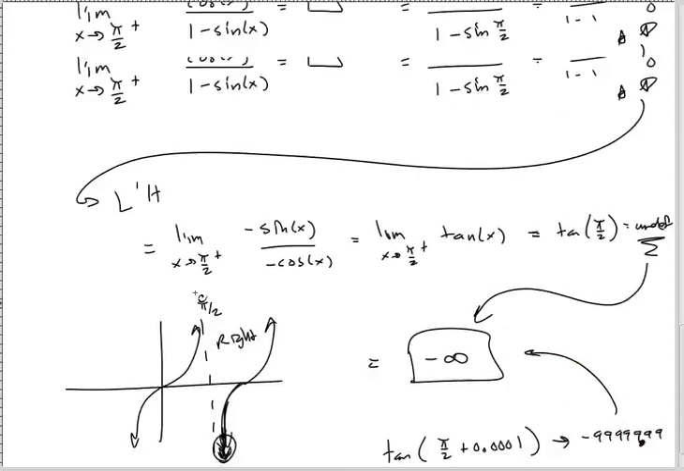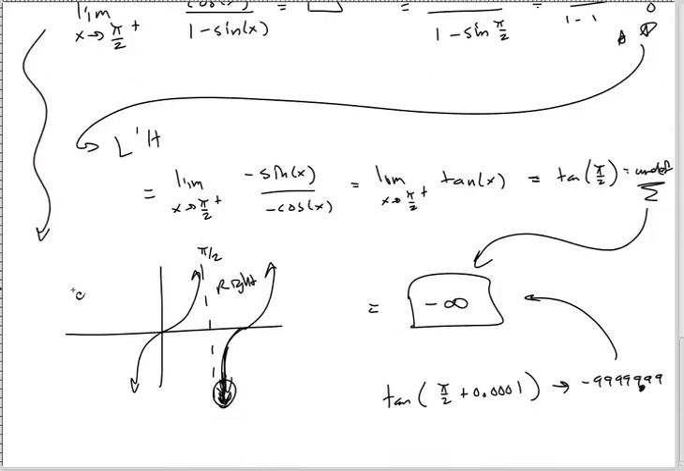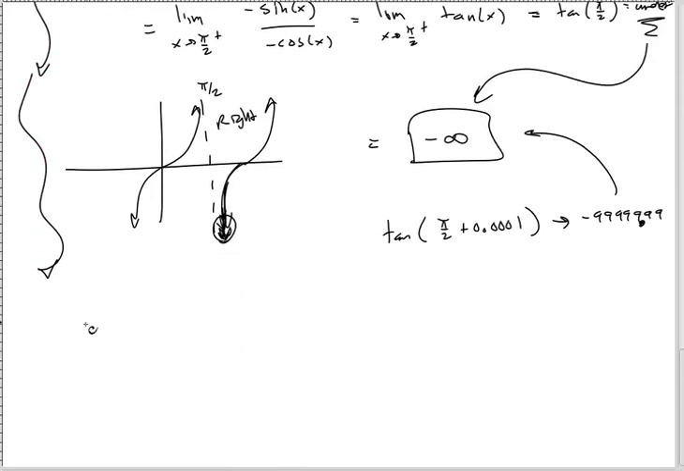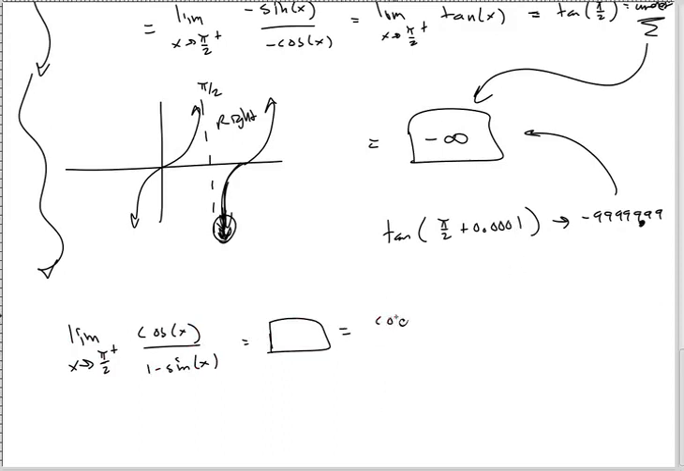So that's one way. Here's another way. And I know that I'm cheating here, and that's going to be okay, because sometimes that's just what we need to do. What if I started right here with cosine x over 1 minus sine x, and they said figure it out? Well, the basic tried and true method for me is to actually plug in that pi over 2 plus 0.0001 into x.